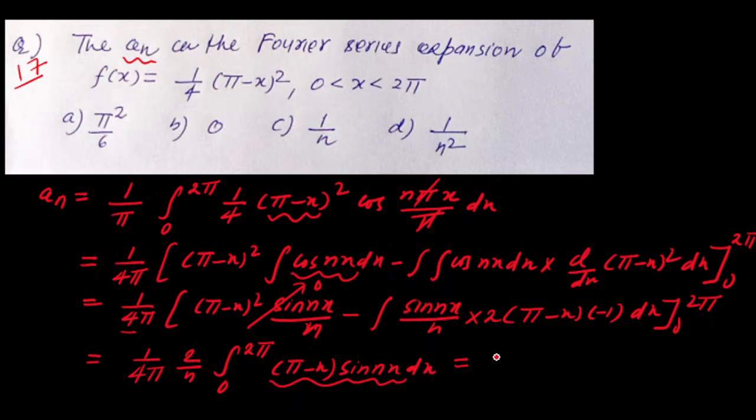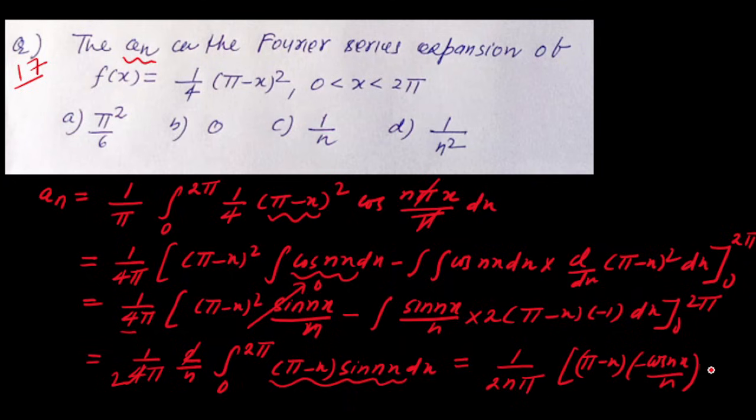So I am writing here, this 2 and this 2 cancel, so I will get 1 by 2n pi. Okay, and here I have the first function, that is pi minus x, and then integration of the second function. So integration of the second function will be minus cos nx by n. I hope you know the integration by parts, which I have written in detail here. And then you have to take integration of second function.